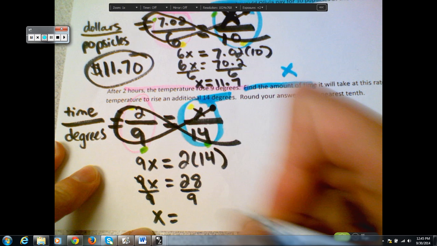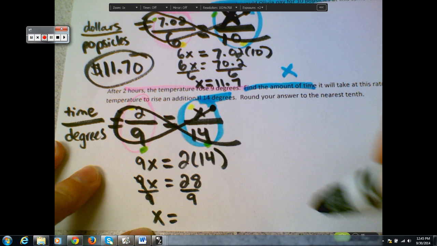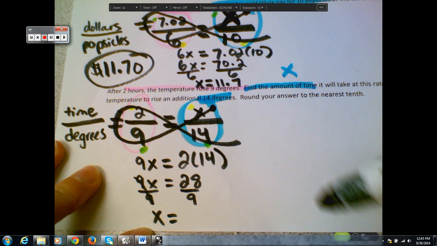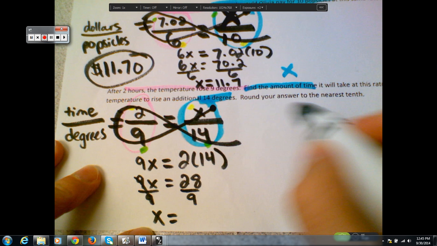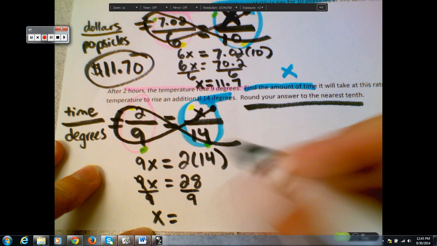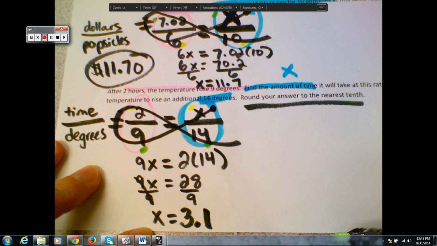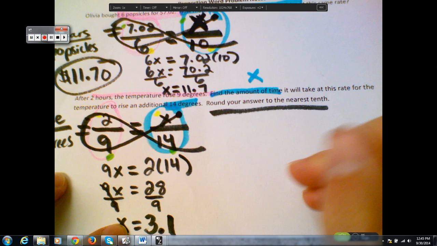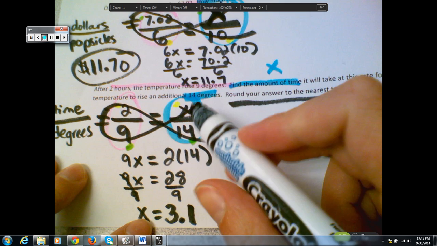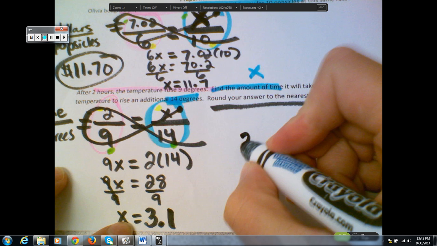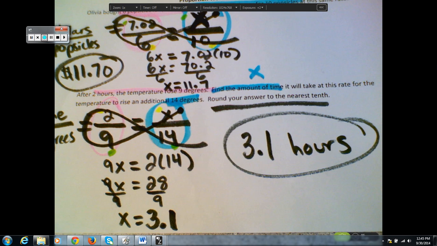X equals, if you do this in your calculator, 28 divided by 9, it will say 3.11111, and the ones keep repeating. They never end. But in our question, it says round your answer to the nearest tenth. So 3.11111, that would just be 3.1. Now I need to answer the question, how much time will it take? I need to remember that I was measuring my time in hours. So this is going to be 3.1 hours. And I have my answer.